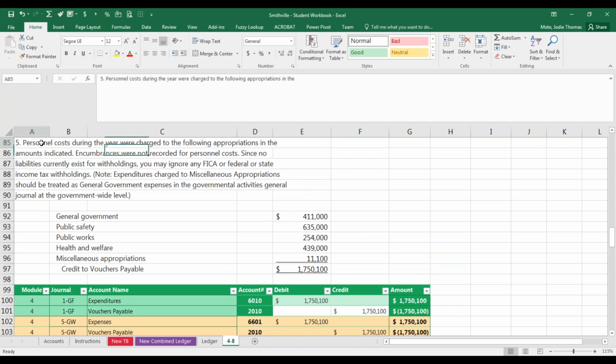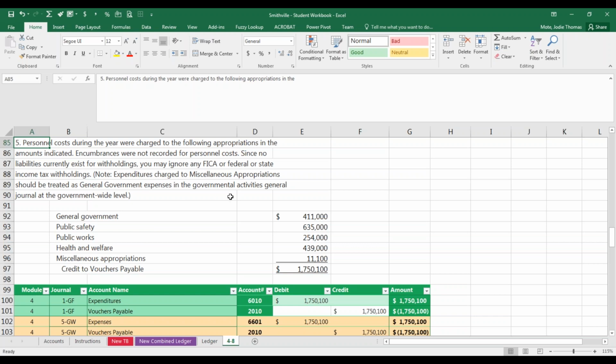It may seem confusing because it's talking about personnel costs during the year were charged to the following appropriations in the amounts. So when you see that word appropriations, you think, oh, whoa, we're recording more budgets. No, we already recorded the budget earlier. I don't know why they're making this unnecessarily confusing. Sure, I think you'll probably find a few more examples of that in your textbook.